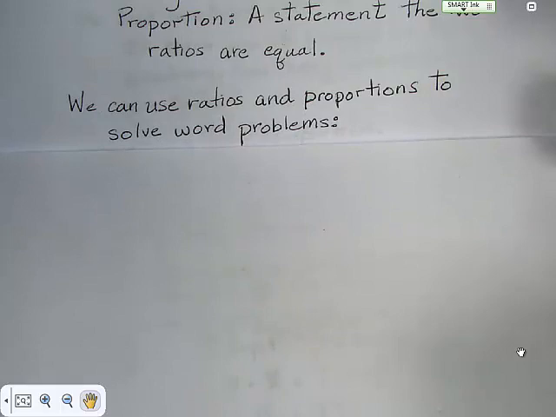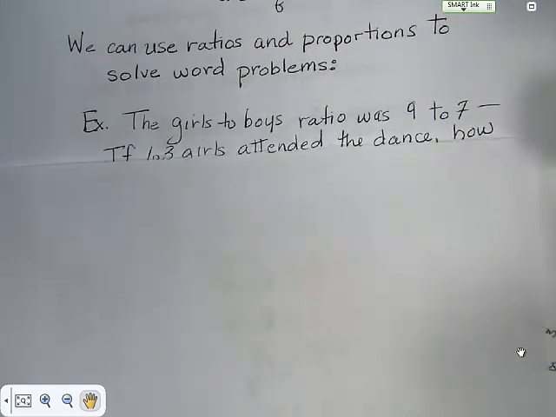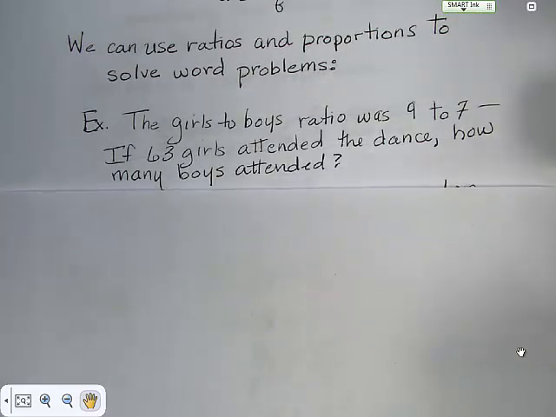We can use ratios and proportions to solve word problems. In fact, they're a great way to do that. Here's an example of a problem that we might use ratios and proportions to solve. If the girl to boys ratio is 9:7 and 63 girls attended the dance, how many boys attended?